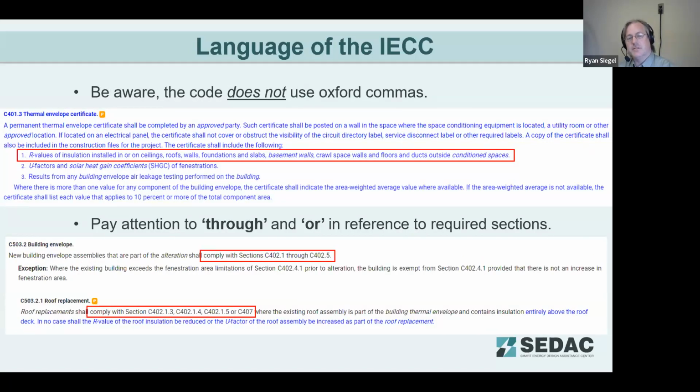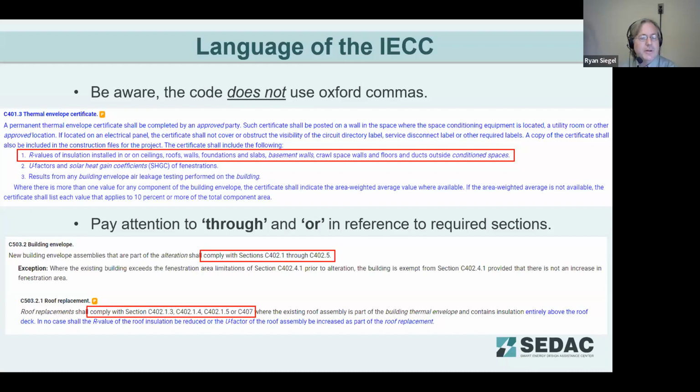Something else as you're reading, and this oftentimes can trip people up, is that the code language does not use the Oxford comma. Here we're highlighting in red: R values of insulation installed in or on ceilings, roofs, walls, foundations, and slabs, basement walls, crawl space walls, and floors, and ducts outside of conditioned spaces. Understanding that the code is not using the Oxford comma, crawl space walls and floors is one thing, ducts outside conditioned spaces is another thing in here. So it can get a little tricky as you're going through. That's something we like to call out, is that sometimes the language of the code can be a little tricky.